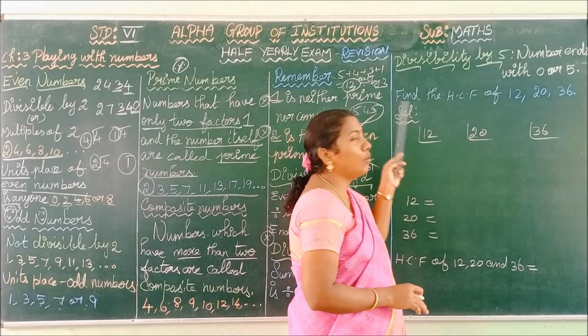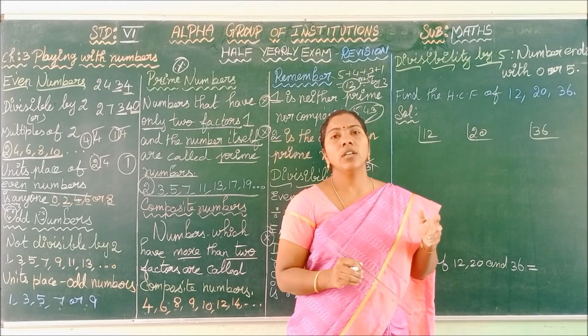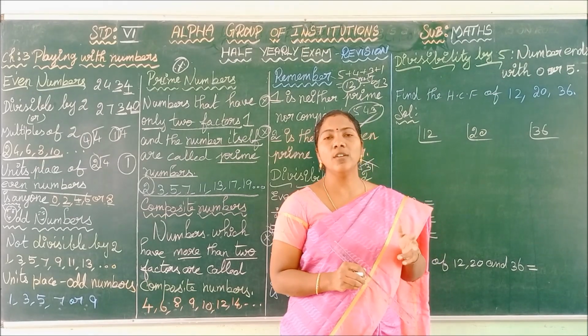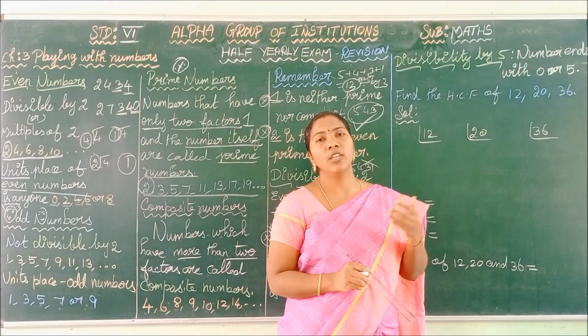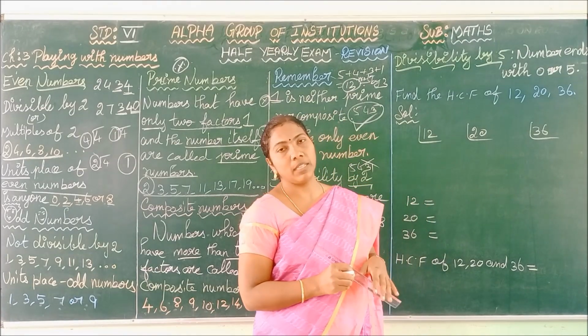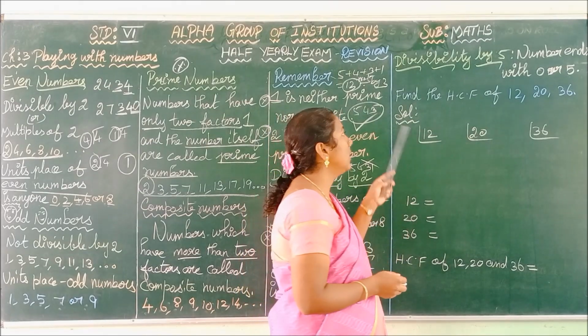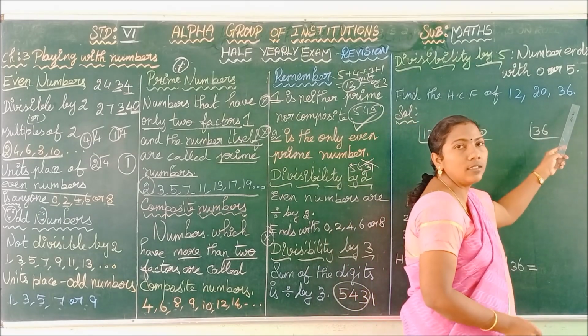Next we are going to see the concept of HCF and LCM. What is meant by HCF? HCF means highest common factor. How do you find the HCF of given numbers? By using the prime factorization method, we can easily find the HCF of given numbers. See here, find the HCF of 12, 20 and 36.